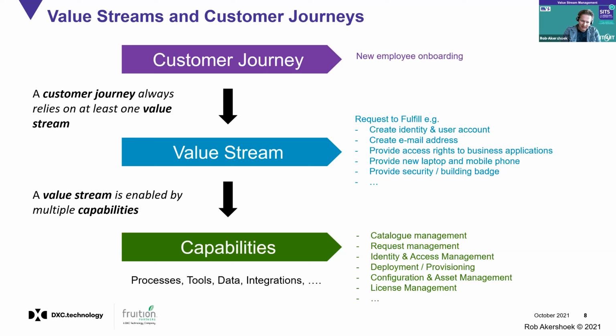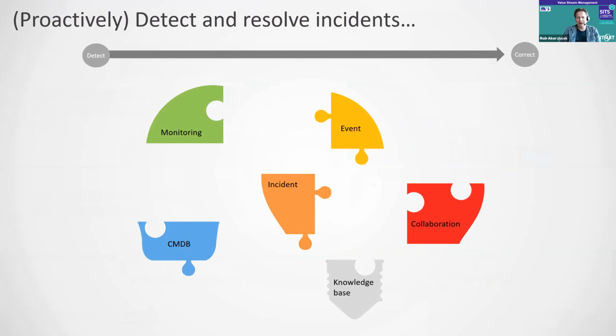And as you can see, the focus on value stream is really about the end-to-end, underpinned and then on top of the customer journey, and multiple capabilities need to be combined. And that's where the challenge is in most organizations. Let me show you an illustration of one of the value streams, for example, the ability that we can detect and resolve incidents before the customer is impacted.